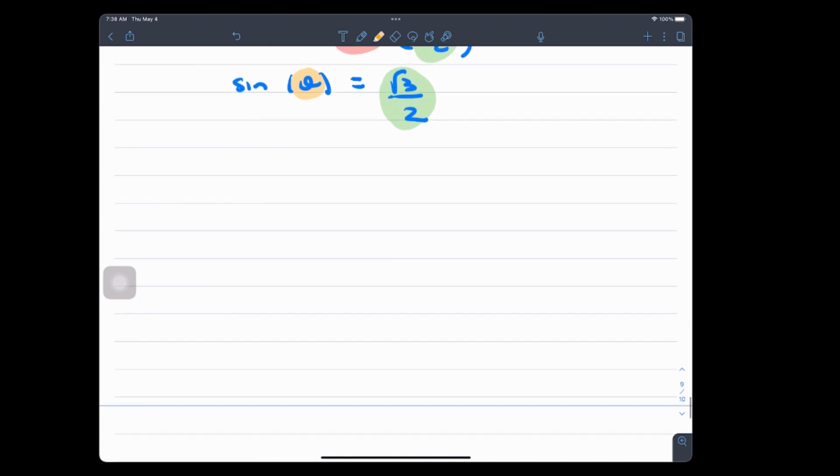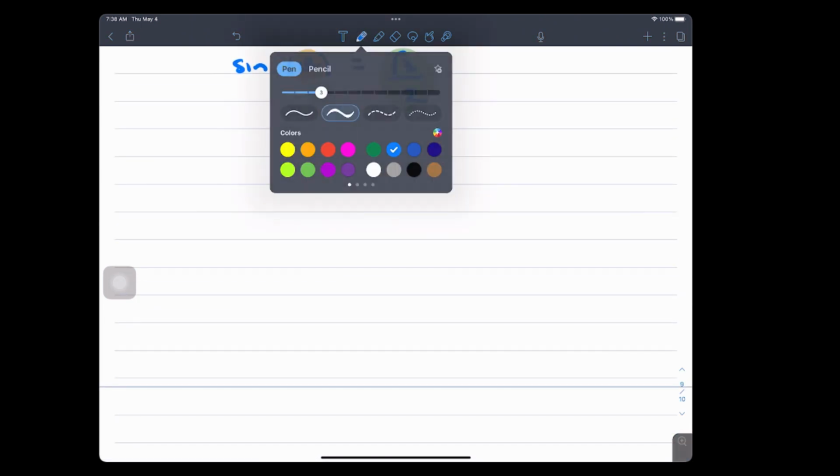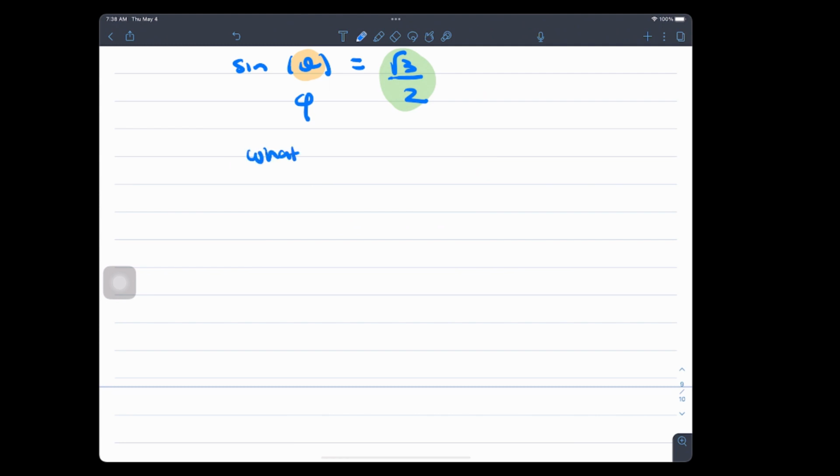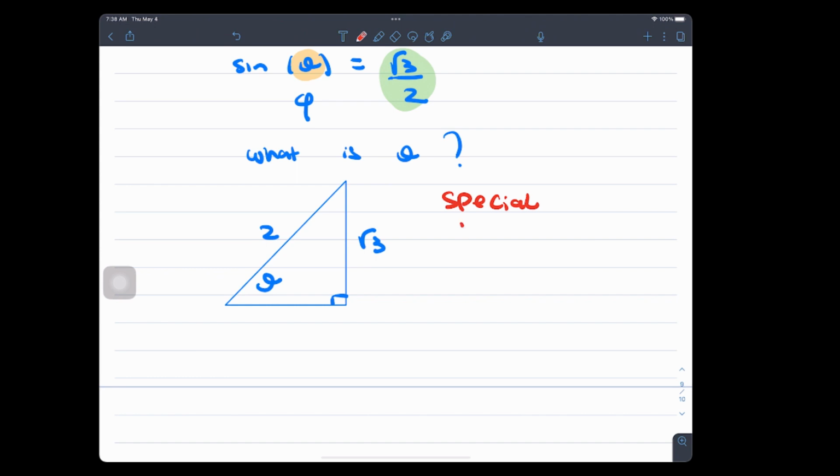So now you essentially ask people this question. What is theta? How do you think you guys can find theta? By now, I'm going to say you guys should be an expert. What's the definition of sine? Do you recognize this? What do I want to say? Special triangle. You guys know what I mean? Isn't that a special triangle? This is opposite over what?